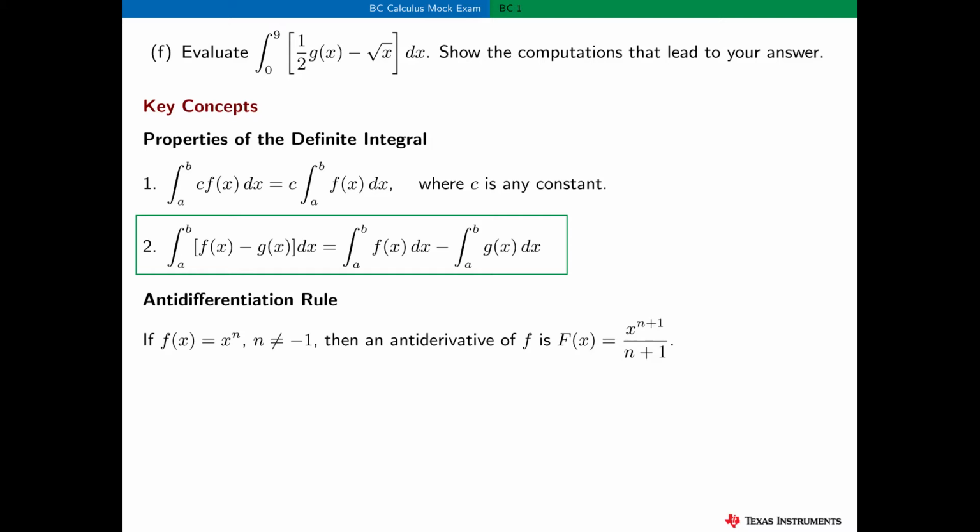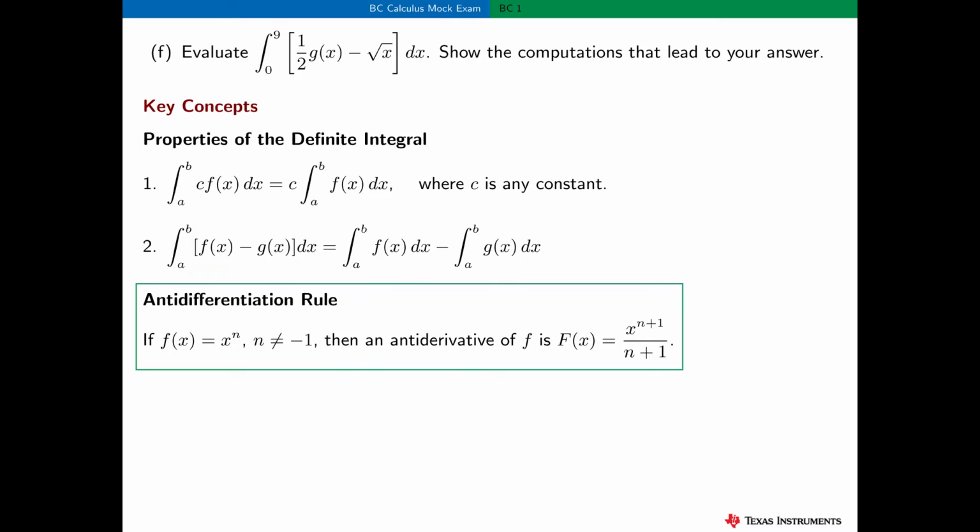Now, as an aside, it seems to me like these basic properties of definite integrals have been tested more regularly on the AP Calculus exam. The other important idea that we'll need to solve this problem is what I might call the backward power rule, but it's often just referred to as a basic anti-differentiation rule. It says if f of x is equal to x to the n, where n is not equal to -1, then an antiderivative of f is capital F of x equal to x to the n plus 1 divided by n plus 1.